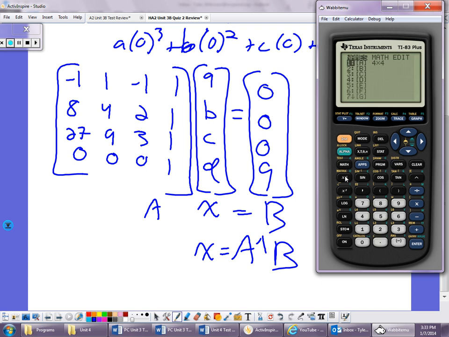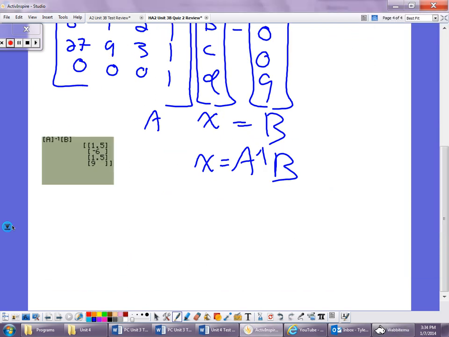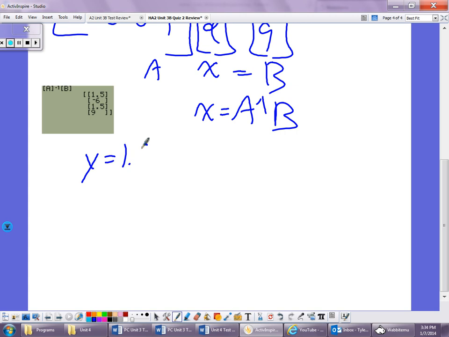Okay, then I'm going to go to second matrix and I'm going to edit matrix B. And here's a 4 by 1, remember rows by columns. And I get 0, 0, 0, 9. And then I'm just going to quit out of here and actually do the math. So second matrix A inverse second matrix B. And you'll see if we were to multiply out our original answer, you'd get something very similar to this. So here, if you were doing it this way, your answer would be 1.5x cubed minus 6x squared plus 1.5x plus 9. And that would be your final answer.